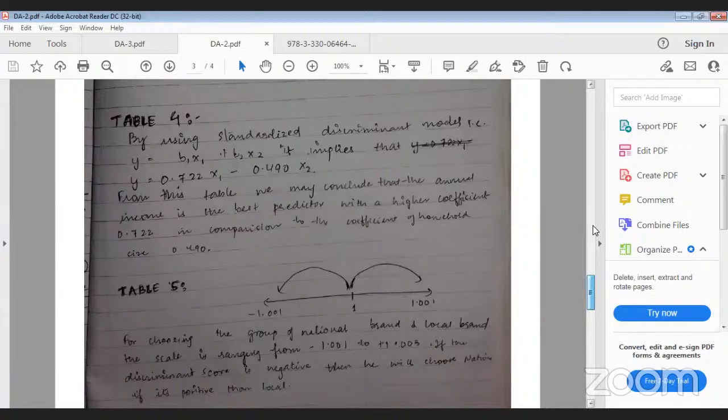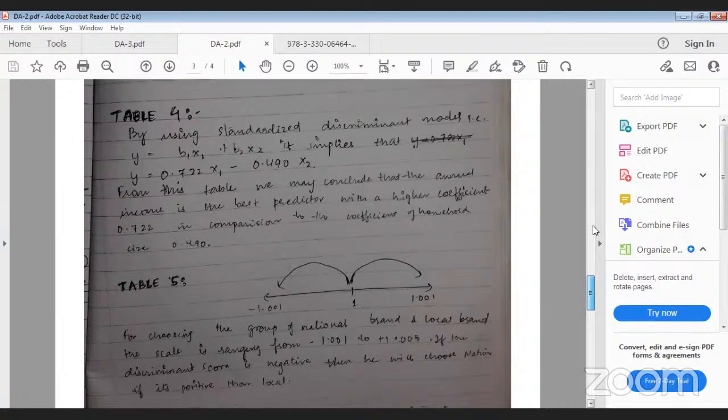It means there is no y-intercept, that is A, available, only B1 and B2. B1 is 0.722, B2 is 0.490. From the table, we conclude that annual income is the best predictor. Here also you are getting annual income as the best predictor because 0.722 is more than 0.490, because you don't take the minus sign, only the absolute figure.